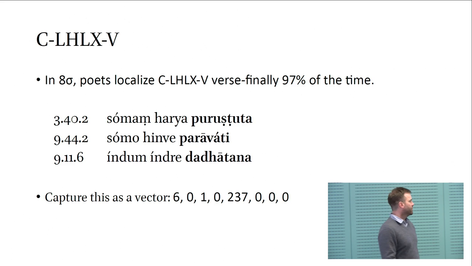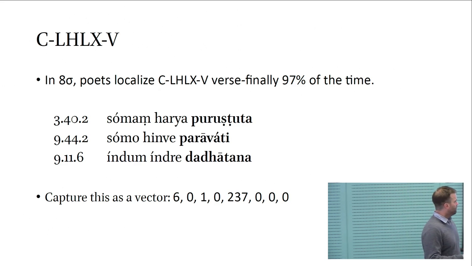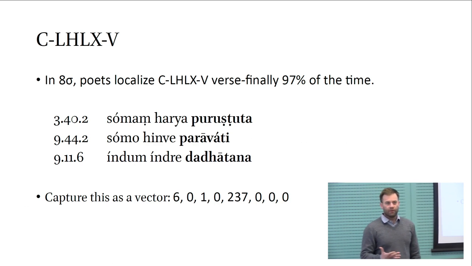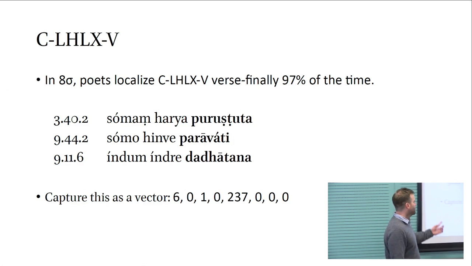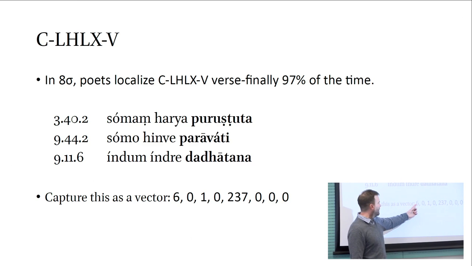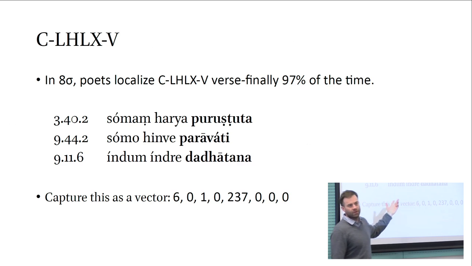And so what we'll do is look at all of them, and then we will express the localization pattern of that class as a vector. This just means that there are six that they put in the first position of an eight-syllable verse. So the verse would start with purushtuta. You see that?